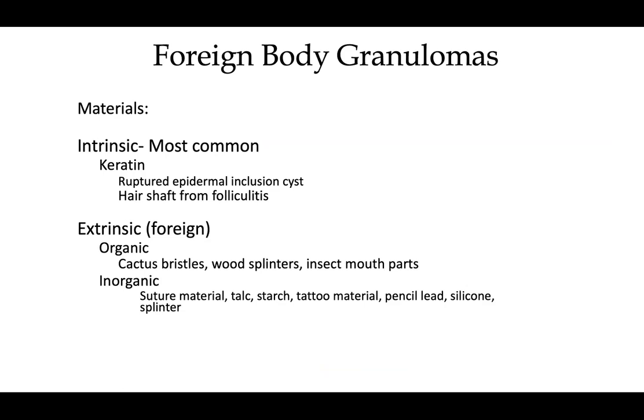Moving on to foreign body granulomas. So the most common foreign body giant cell reactions that I see are from ruptured epidermal inclusion cysts. These can come from really small hair shafts and just maybe even within the setting of folliculitis, but they can mostly come from large cysts that have been ruptured by the patient themselves, trying to be Dr. Pimple Popper at home.